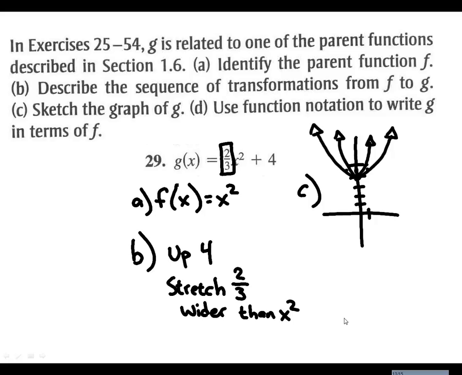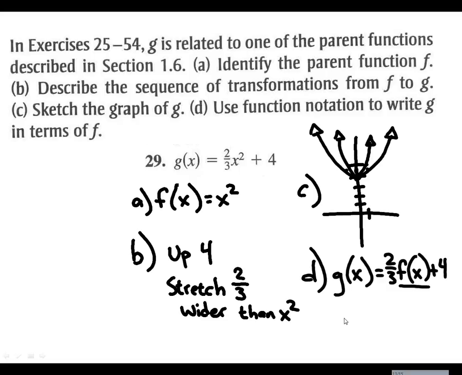And so for part D, let's use our parent function to get a new answer, g of x in terms of f of x. g of x equals 2/3 times our parent function, f of x, plus 4. We're just simply substituting f of x for x squared in the original problem.